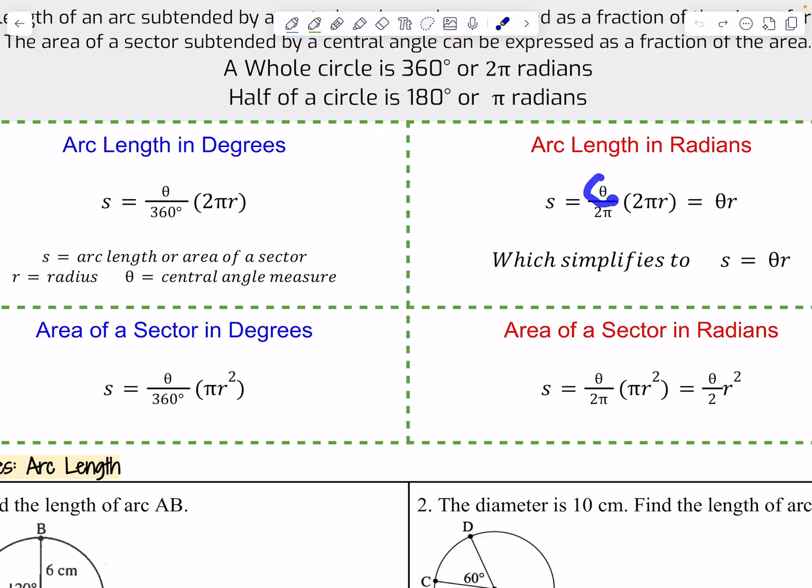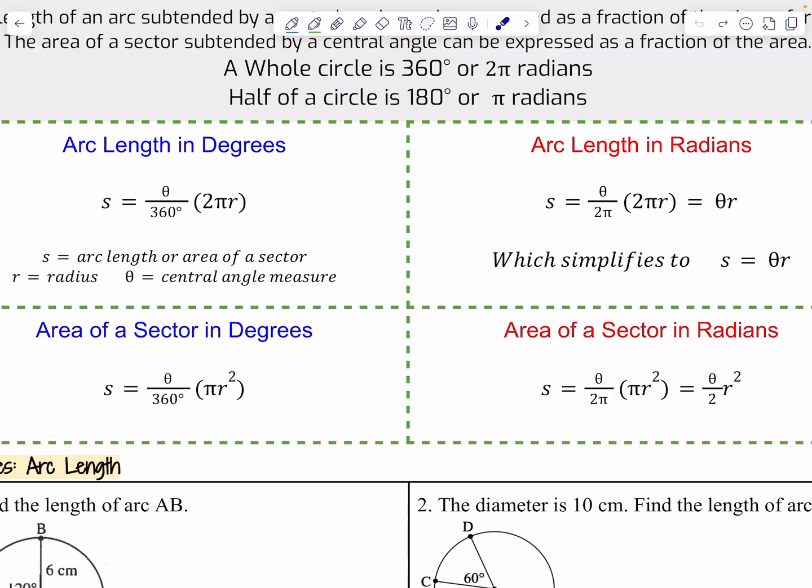If you're given radians, you just have to make sure you divide that by 2 pi because that's how much a whole circle is worth in radians. But then when you set this up, you have theta divided by 2 pi times the circumference of the circle, which is 2 pi r. And if you notice, 2 pi in that case would then cancel out. So this formula simplifies to just be s equals theta times the radius. So it's very simplified after you reduce it a little bit.